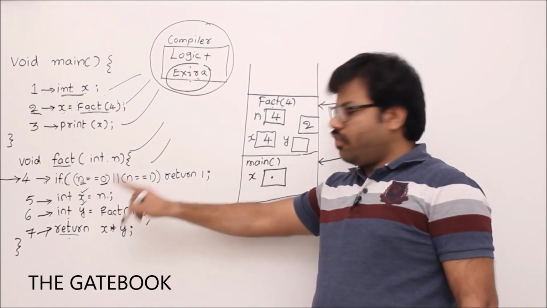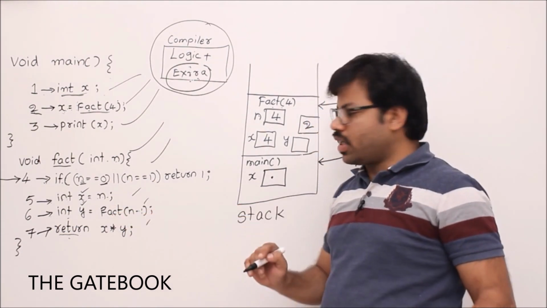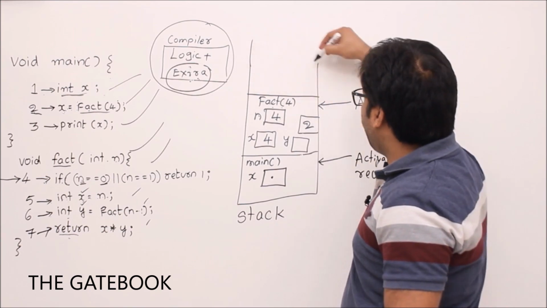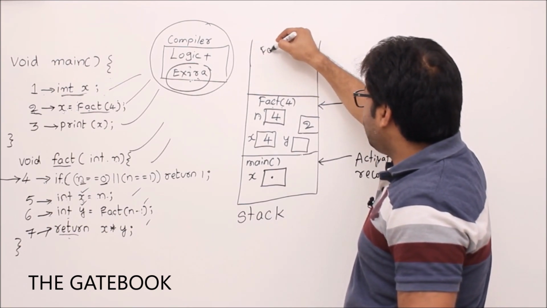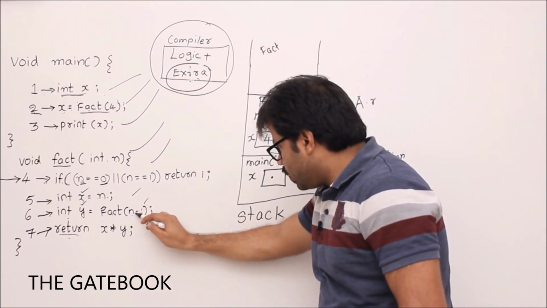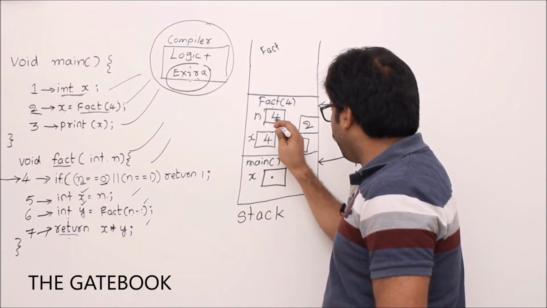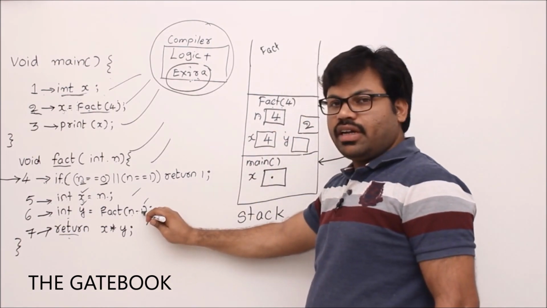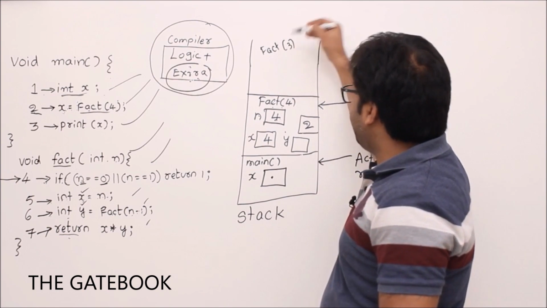It's a function call. Whenever a function call is seen by your compiler, it will create one more activation record. This time what is it? Factorial of n minus 1. Being here, what is n? 4. 4 minus 1? 3. Correct? So factorial of 3 will be created.